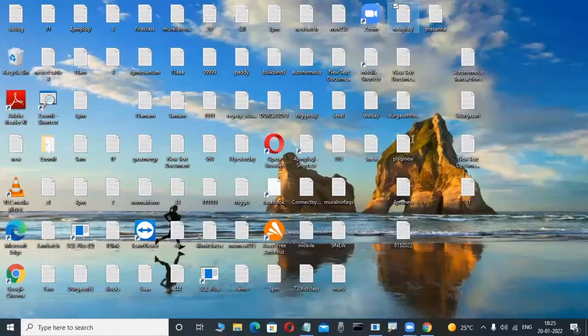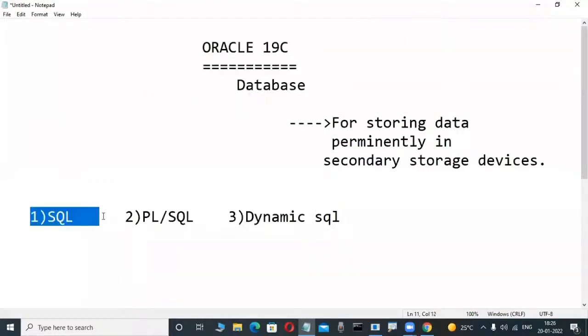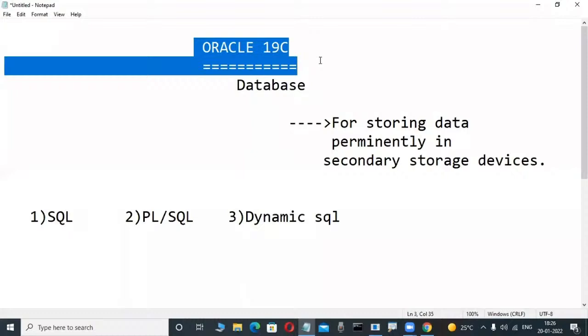Don't worry. That's why we learn the SQL language first. After that you get some knowledge, and only then do you learn about PLSQL. Through these two languages we are operating this Oracle software.